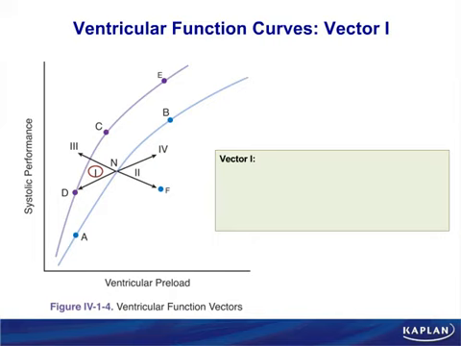Okay, let's work with these curves. We have what are drawn in there called vectors. We have 1, 2, 3, and 4. We'll start with vector number 1. Notice what vector number 1 does. We go from N to D.